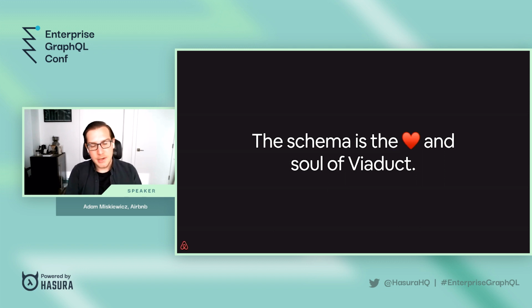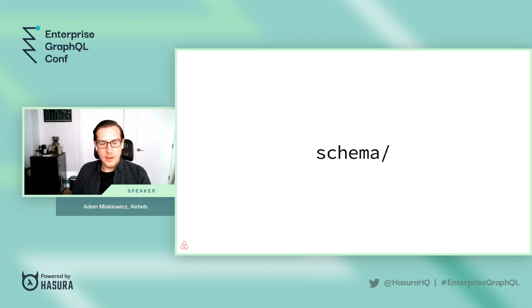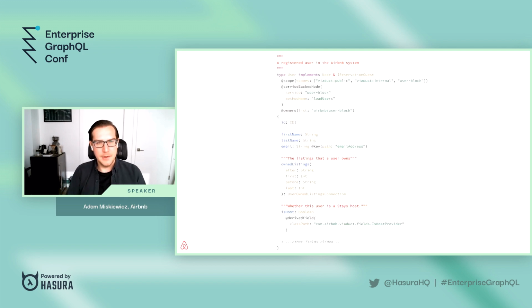In Viaduct, the schema is the source of truth. Everything kind of falls out of the schema. The schema is the building block of the data-oriented service mesh. Our schema lives in one single folder in our monorepo, and we collaborate on the schema in its SDL format.